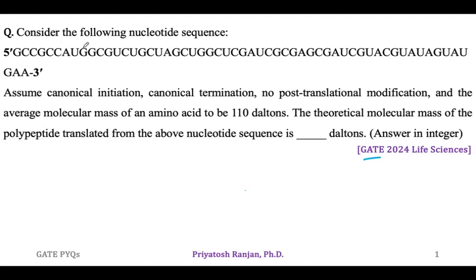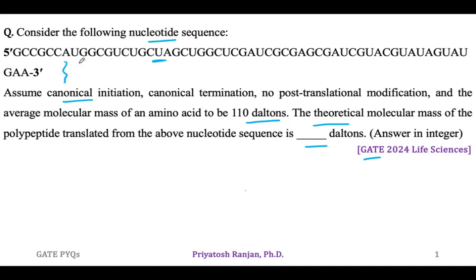The question says, consider the following nucleotide sequence. You can go through this sequence and you will find the presence of uracil, suggesting that this is an mRNA sequence. The other part of the question says, assume a standard initiation, standard termination, and no post-translational modification, and the average molecular mass of an amino acid to be 110 Daltons. We need to calculate the theoretical molecular mass of the polypeptide which is going to be translated from this sequence, and we need to report our answer in Dalton.